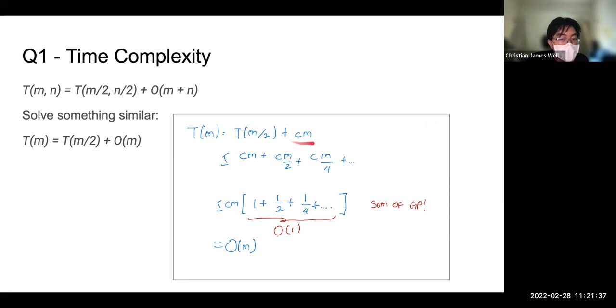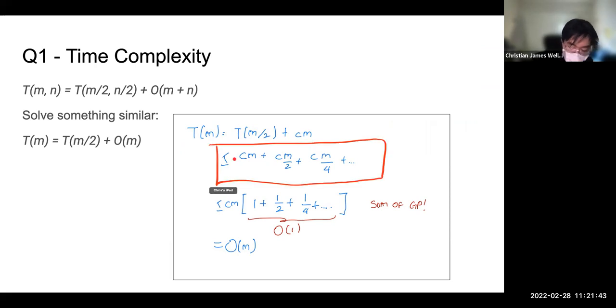If you try to expand the recurrence, focusing on this region first, you get something like cm plus cm over 2 plus cm over 4 all the way. If you factor out the cm, you notice that what you get here is the sum of a GP: 1 plus a half plus a quarter plus all the way. Here, just assume it goes all the way to infinity.